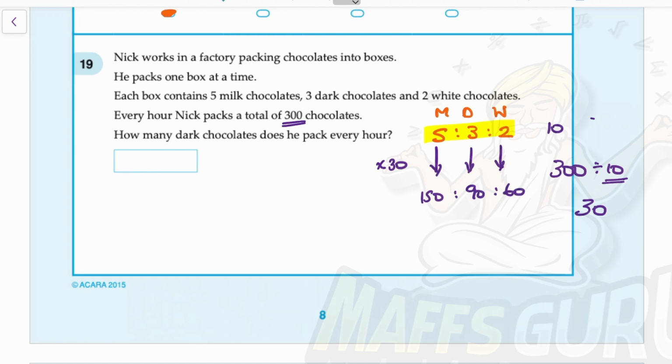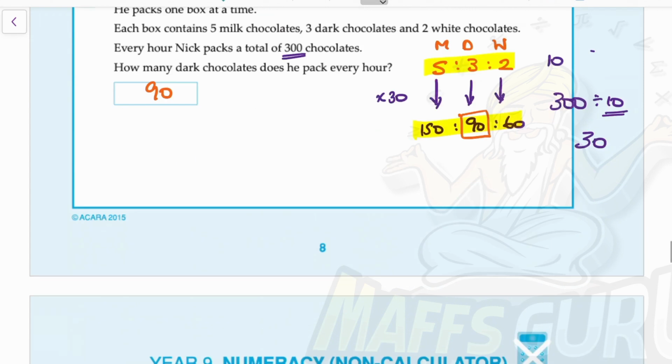Now the good thing is when I add those together, and this is always a test, what do you get? Well, hopefully you should get 300, which we do. And so now how many dark chocolates does he pack? We're looking for dark chocolates, which is the one in the middle, which is 90.